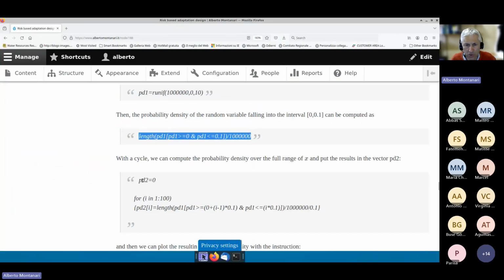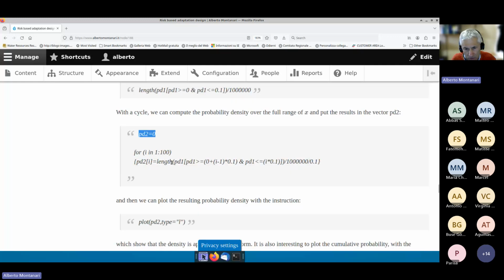Okay. So let's look at this cycle. First of all, we need to define a vector because when we want to use a vector in R, we need to define it first. So let me define it by just saying that the vector PD2 is equal to 0. And then there is a for cycle here. Look at how the for cycle is created in R with this instruction that I highlighted.